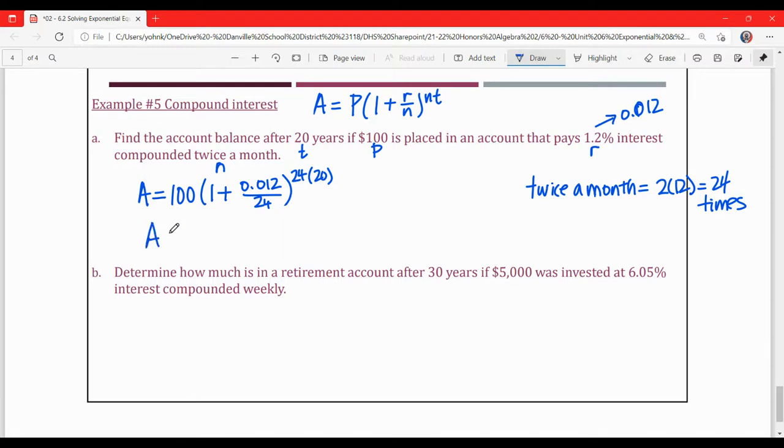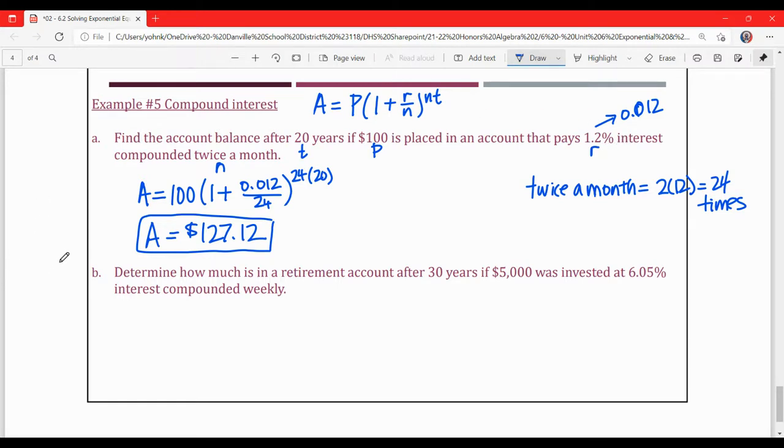So I type this all into my calculator. I get $127.12. So if I put $100 into an account that is compounded twice a month, at the end of 20 years, I will have $127.12. Not a lot of money. Therefore, you want that interest rate to be as high as possible.